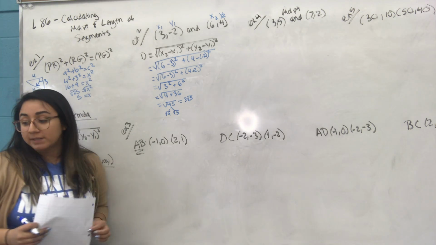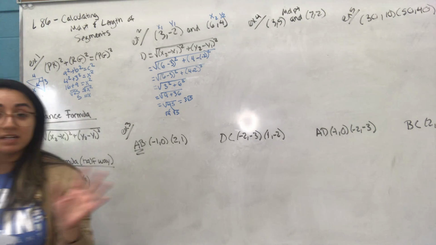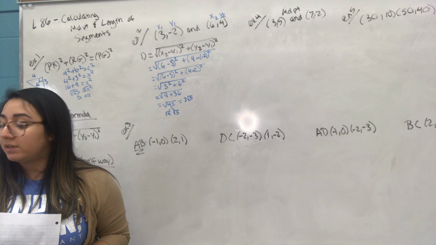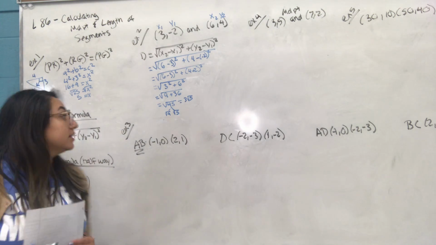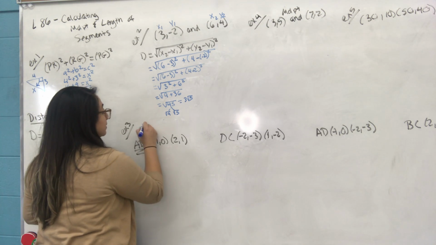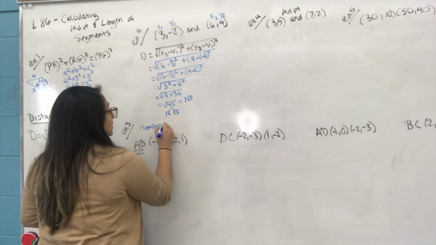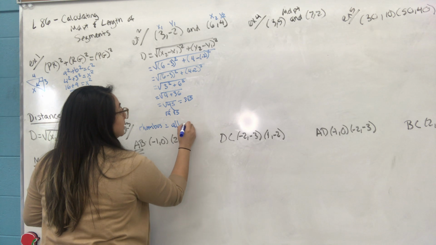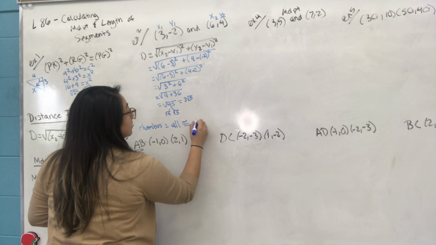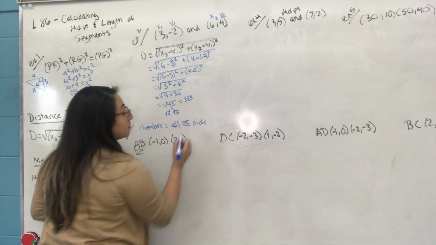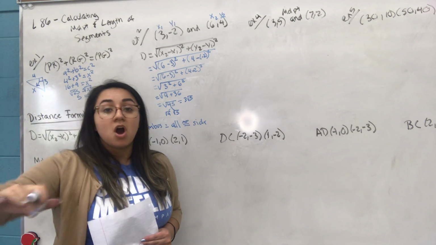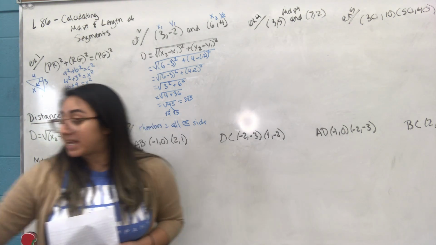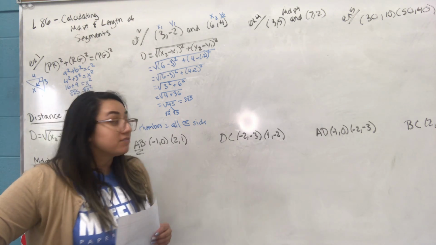Next one, example 3. Example 3 is where it's kind of difficult because here it says determine whether the quadrilateral is a rhombus. The definition of a rhombus is all sides are congruent. So this is a symbol for congruent, meaning all the sides are the same length. If one side is 4, all of them should be 4. But here we don't have what the lengths are. We have to find the lengths.